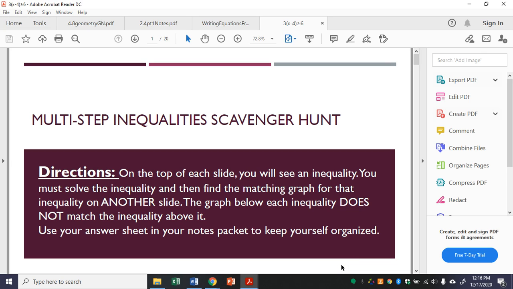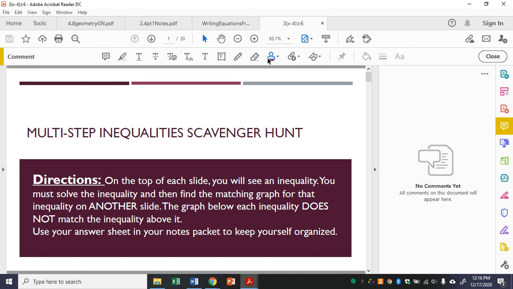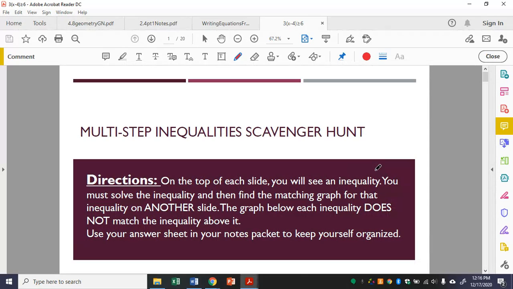Okay, so today you guys will be working on a scavenger hunt in class. So you guys should have this PDF open. It says on the top of each slide you will see an inequality. You must solve the inequality and then find the matching graph for that inequality on another slide. The graph below each inequality does not match the inequality above it, and we want to use our answer sheet and our notes packets to keep ourselves organized.